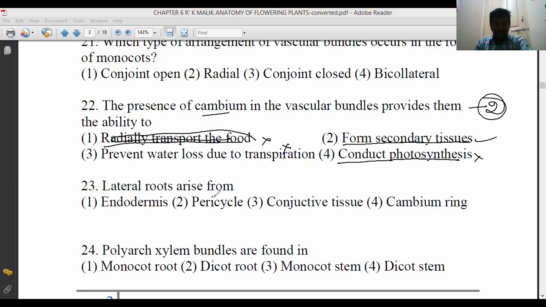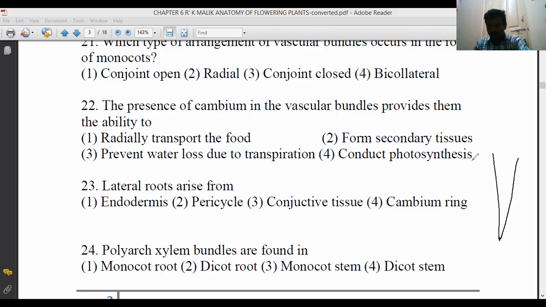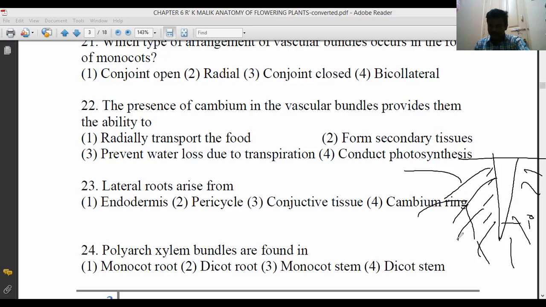Next, lateral roots arise from. See, lateral roots means what? This is the main root, the primary root. From here, some secondary roots are formed. These again give tertiary roots. So the lateral roots arise from them. These roots are called lateral roots.